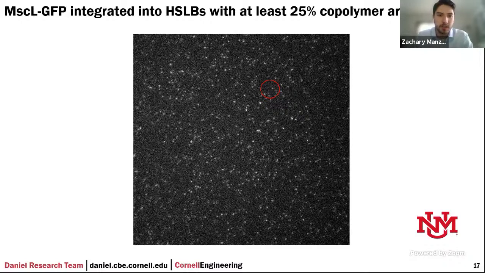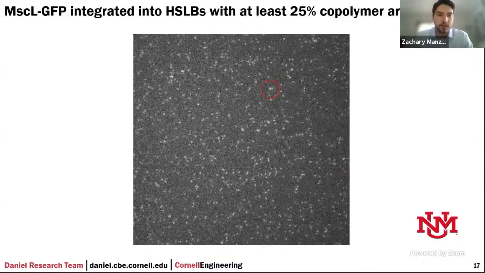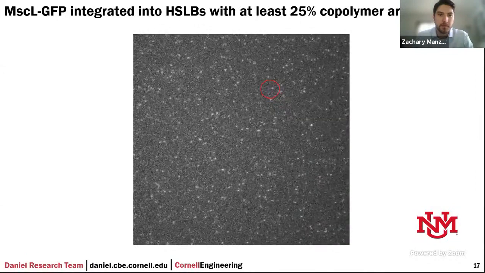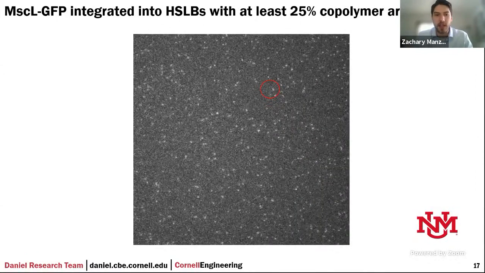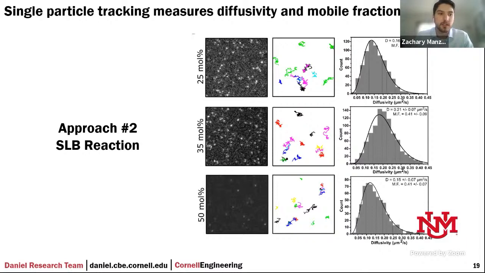And so what we did is record these images. And I'll highlight one protein here, just to make it easier to see. And what you can see is that this protein is able to diffuse around and interact with its neighbors. So we can take all these videos and analyze the motion of each of these particles using single molecule tracking. And if you look at some example trajectories here, we get diffusivities around 0.16 microns squared per second, and we maintain about 50% mobility of our protein. We see similar results in approach number 2: our diffusivity is largely the same across each sample, and the mobile fraction remains about the same as well.